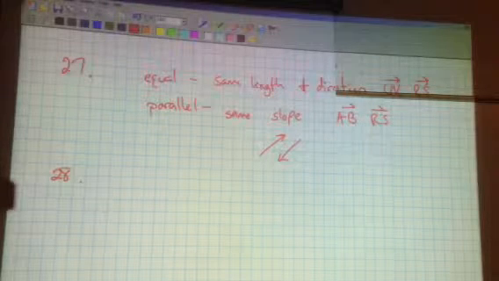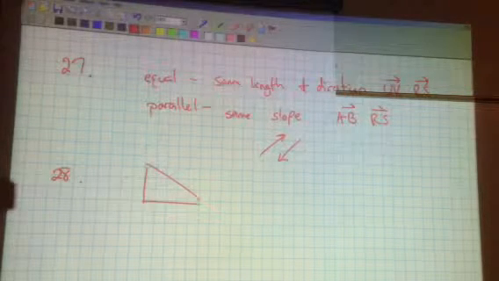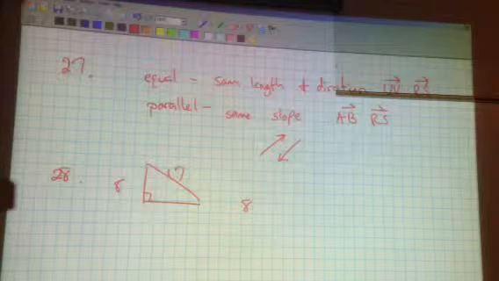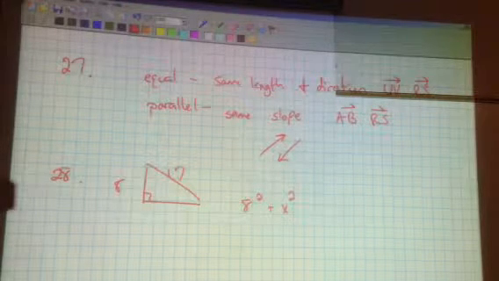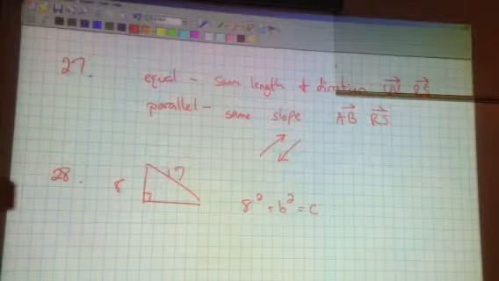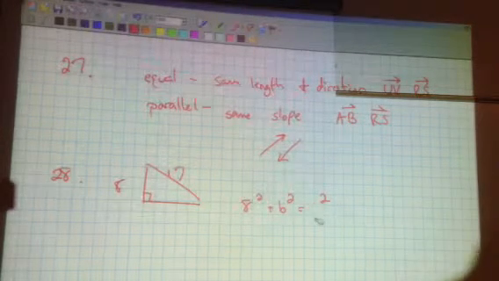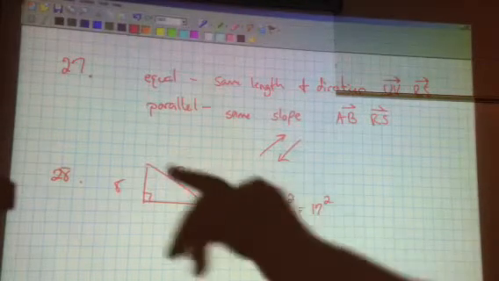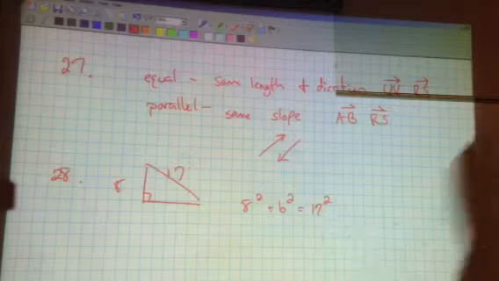28. What is the area of this triangle? So first, we don't know the base length. We're going to have to use Pythagorean theorem. This is actually a Pythagorean triple. But we're using the Pythagorean theorem here to find the missing length. So I'm going to take my hypotenuse, which is always my C value, across from the right angle. So 8 squared plus B squared.